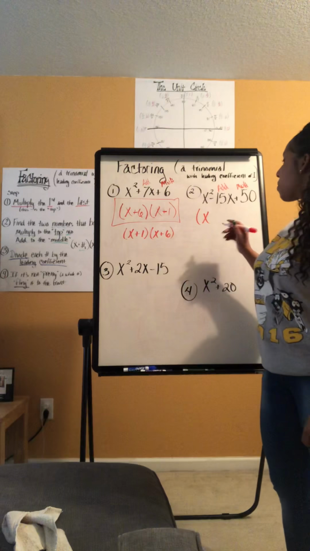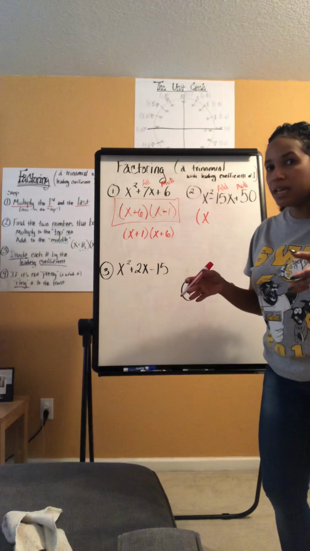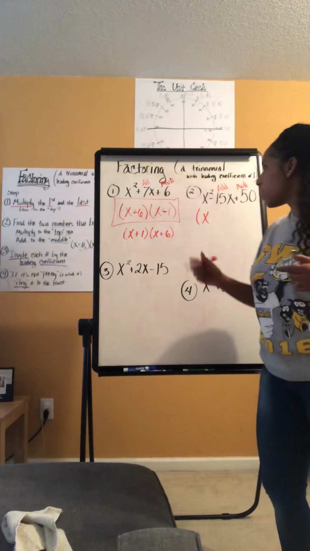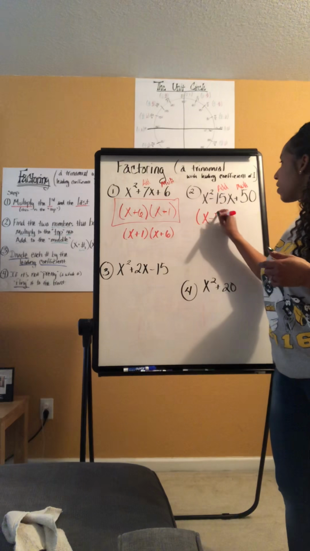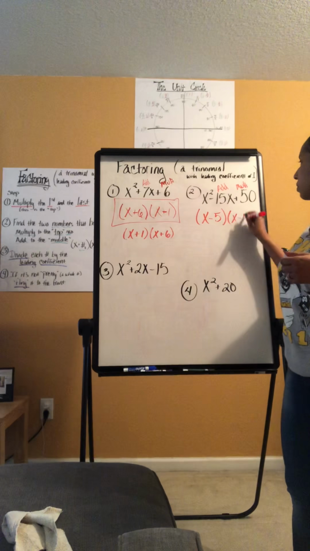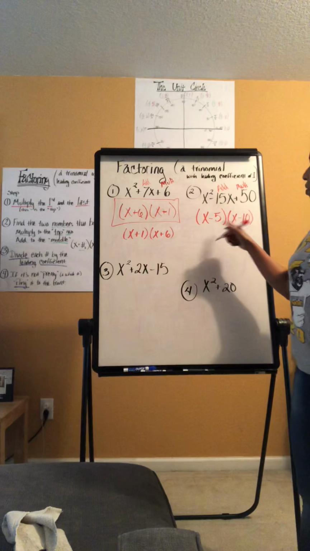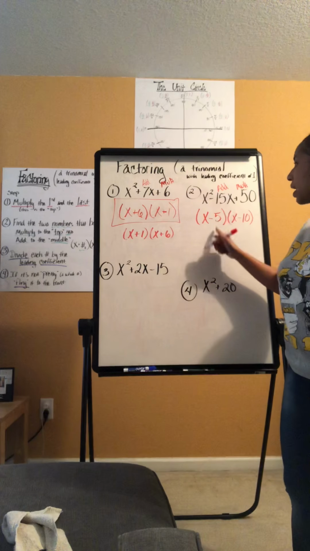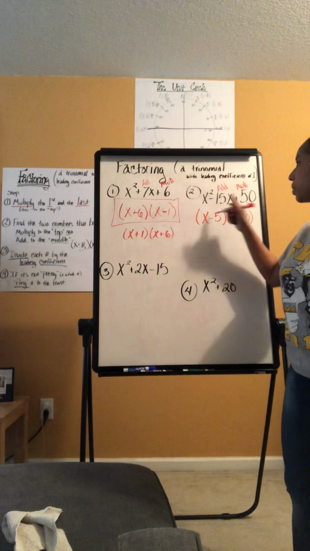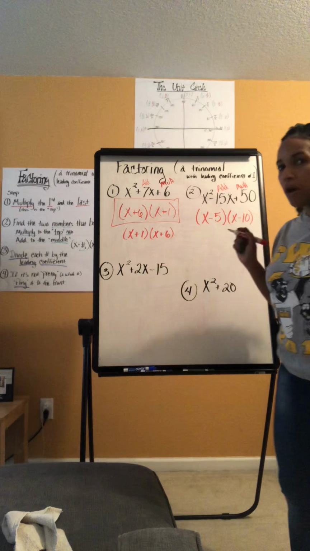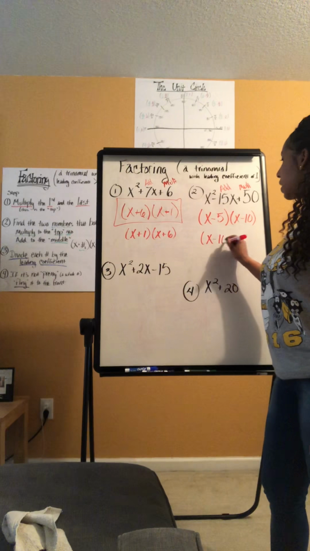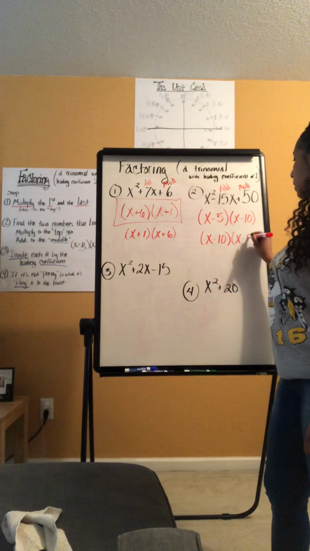So either I would have a positive 5 and a positive 10 that would multiply to positive 50, or you could have a double negative. I could have a negative 5 and a negative 10. Okay, those will both multiply to positive 50, but if I added them up, a negative 5 plus a negative 10 will give me a negative 15. All right, I usually like to write the larger number first, but again, it does not matter.